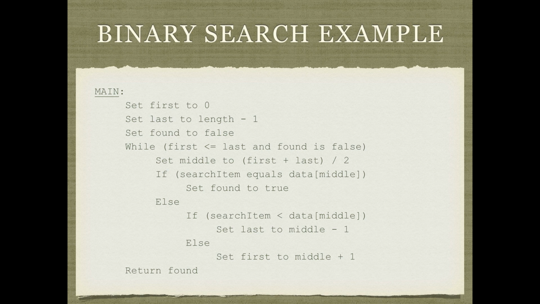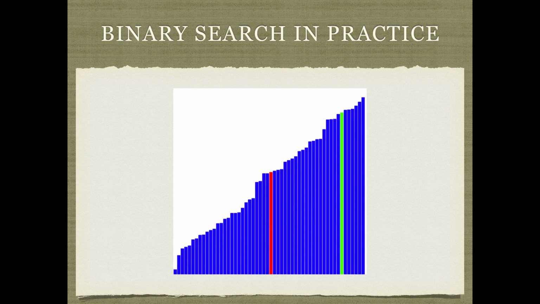I have another visualization for you. So in this case, we're looking for the green value here. The red bar starts in the middle. The green bar is larger than the middle value, so it moves to the right and continuously works with smaller and smaller halves of the array until it locates the value that it's looking for.